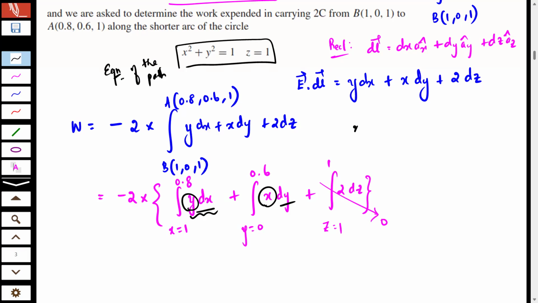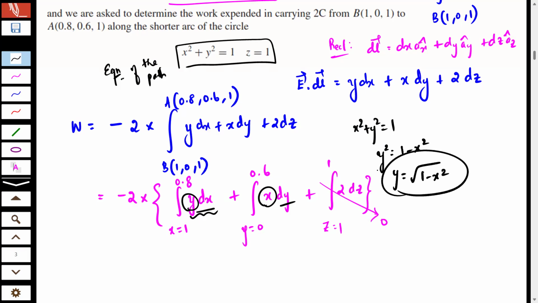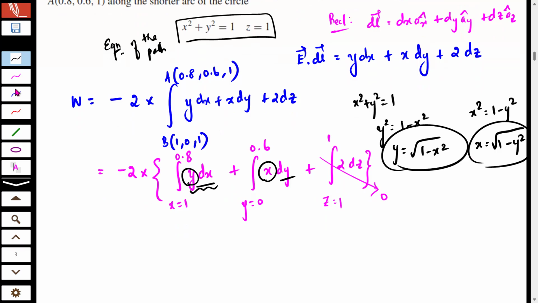So we can write that x square plus y square equals 1. If I try to write y in terms of x, I will get y square is 1 minus x square, and thereby y is under root 1 minus x square. So this has to be replaced over here. And similarly, I can write x in terms of y. x square can be written as 1 minus y square and x will be under root 1 minus y square. So these are the substitutions for variables y and x for performing the integration.